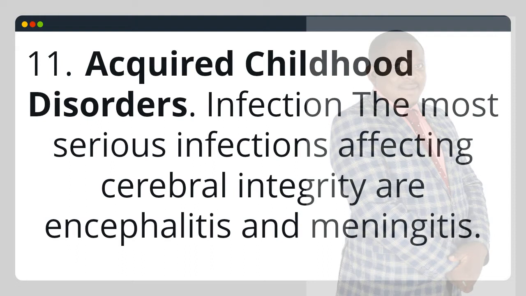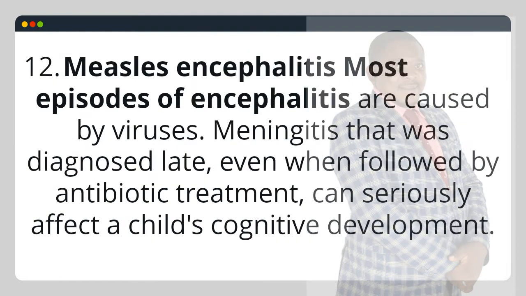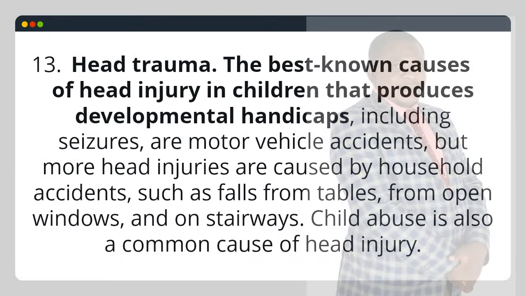The most serious infections affecting cerebral integrity are encephalitis and meningitis. 12. Measles encephalitis. Most episodes of encephalitis are caused by viruses. Meningitis that was diagnosed late, even when followed by antibiotic treatment, can seriously affect a child's cognitive development.